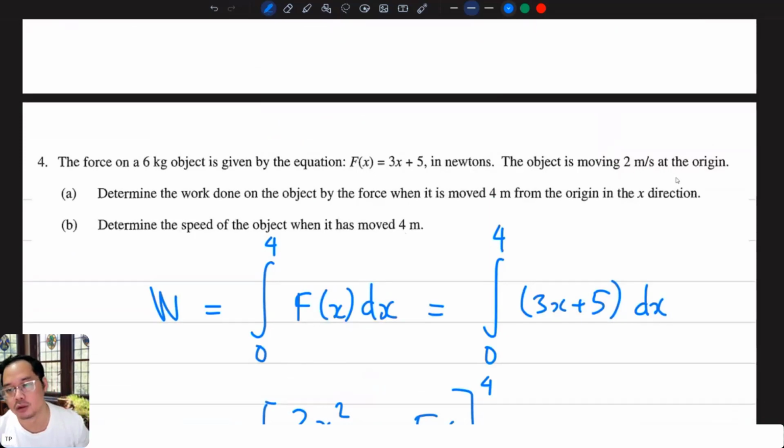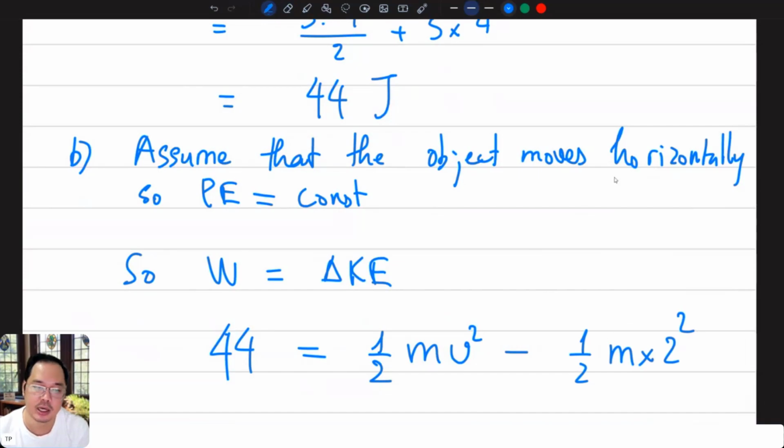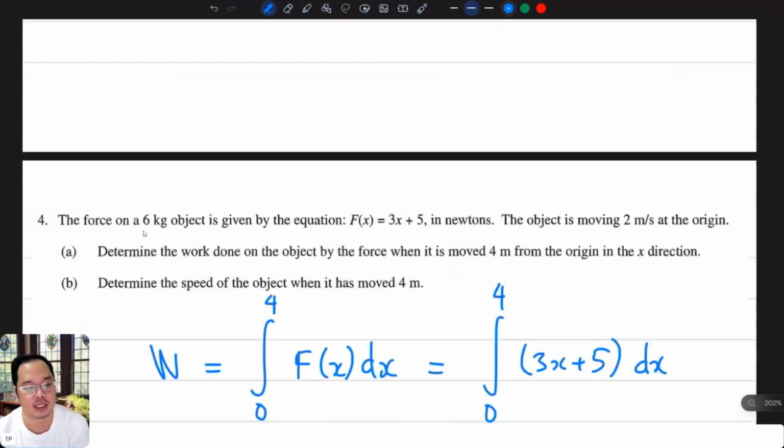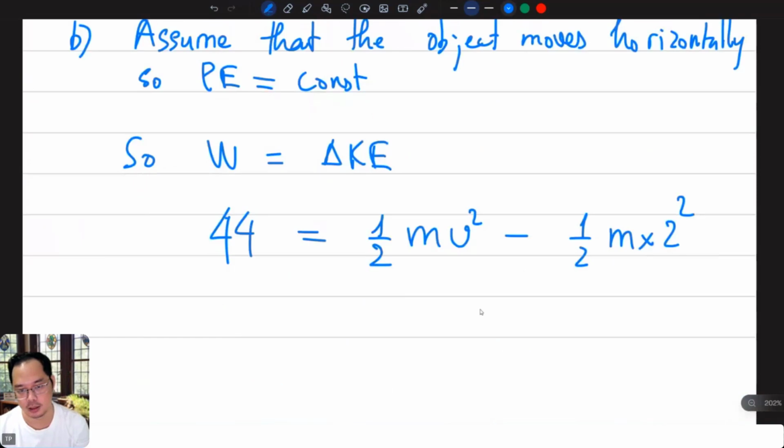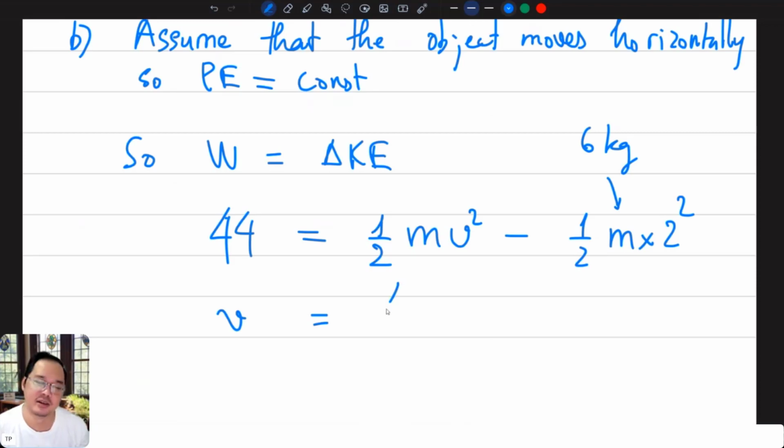Oh, at the origin it was moving at 2 meters per second. Okay, so the initial kinetic energy is not 0. Sorry. It is 1/2 of the mass times 2 squared. Do we know the mass? Supposedly yes, 6 kilograms. Therefore we can find V by solving this equation with the mass being 6 kilograms. Easy to find V, right? The final answer is 4.6 meters per second. Okay.